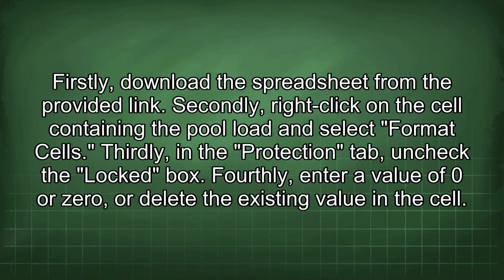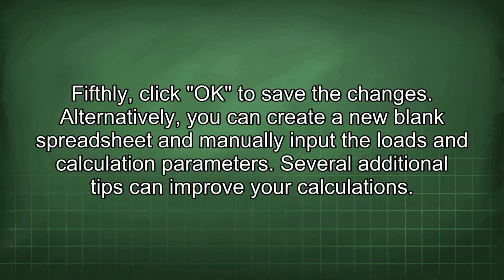Thirdly, in the Protection tab, uncheck the locked box. Fourthly, enter a value of 0 or delete the existing value in the cell. Fifthly, click OK to save the changes. Alternatively, you can create a new blank spreadsheet and manually input the loads and calculation parameters.